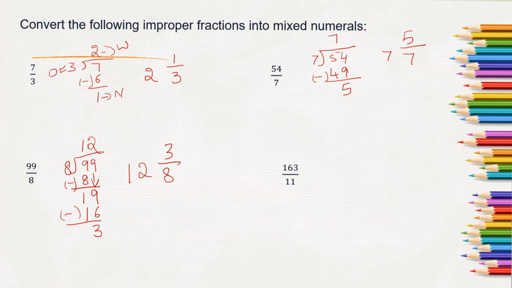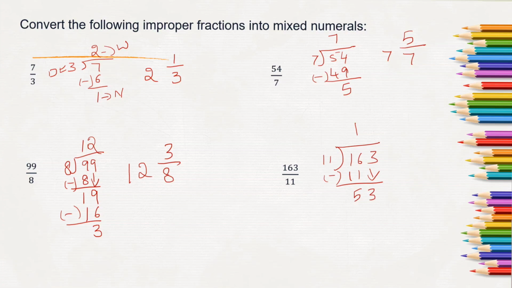Similarly, 163 by 11. 11 one time is 11, 11 two times will be 22. So 11 one time is 11, 16 minus 11 will be 5, bring down the 3, we are left with 53 now.